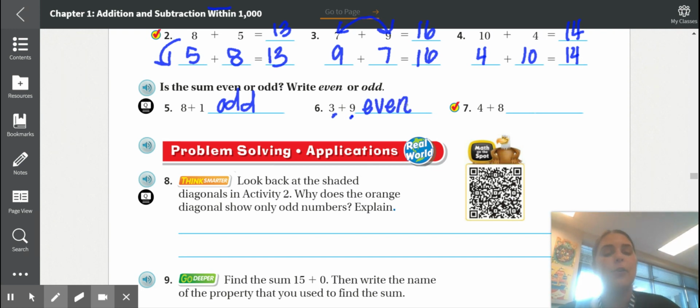Number 7, 4 plus 8. Well, 4 is an even number, 8 is an even number, and an even plus an even equals an even. And are we right? Is 4 plus 8 even? 8, 9, 10, 11, 12. Yes, 12 is an even number.